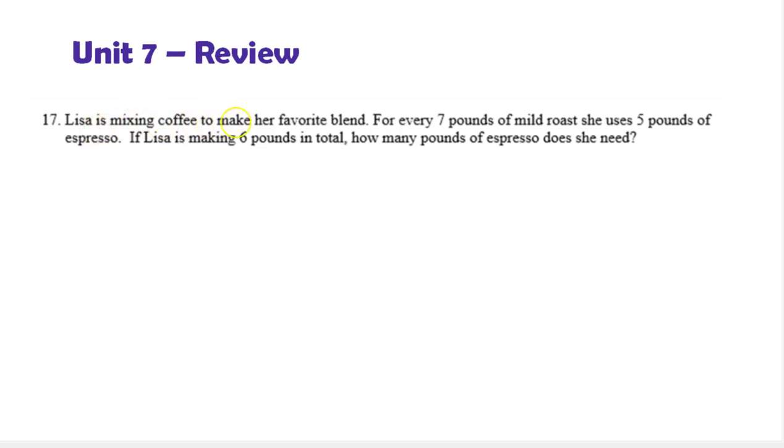Lisa is mixing coffee to make her favorite blend. For every 7 pounds of mild roast, she uses 5 pounds of espresso. So that's the relationship. If Lisa is making 6 pounds in total, that's our extra given information, how many pounds of espresso does she need? And that's our goal. So this is our relationship between mild roast and espresso. We're given this additional piece of information. She wants 6 pounds, and I want you to notice in total.